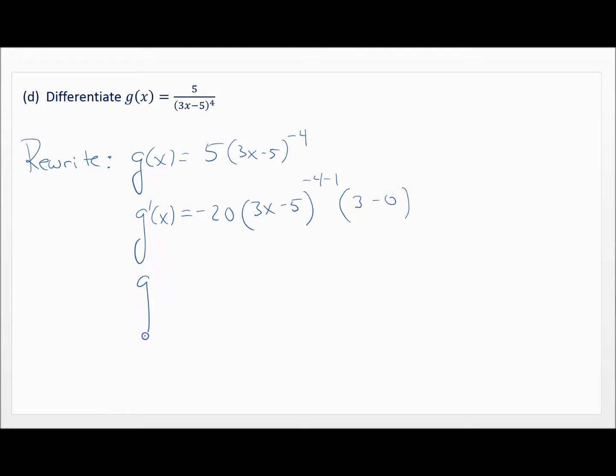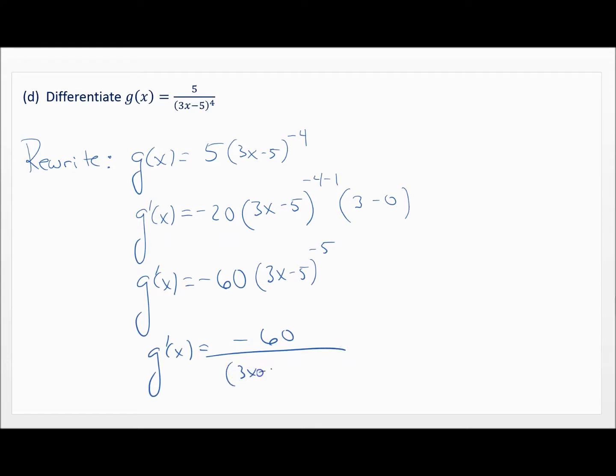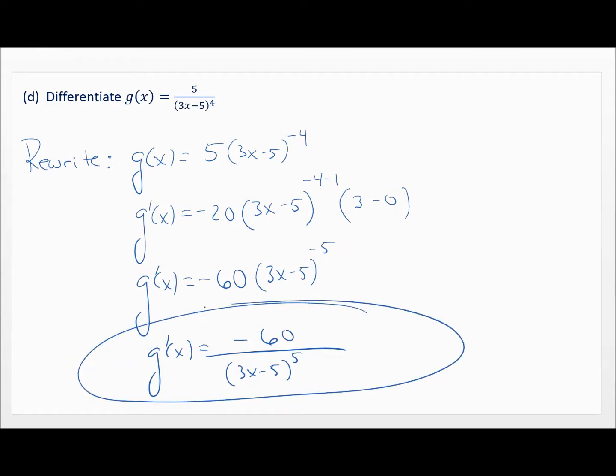When I simplify this, g prime of x, I can multiply the negative 20 in front times the positive 3 in the back. That'd be negative 60. And this 3x minus 5 is raised to the negative 5 power. Now, I'm not going to tell you that's a bad answer. It's not. But preferably, we would have all positive exponents in our final answer. So g prime of x is equal to, the negative 60 remains in the numerator, but the (3x minus 5), now to the positive 5, is in the denominator, and that is completely simplified.